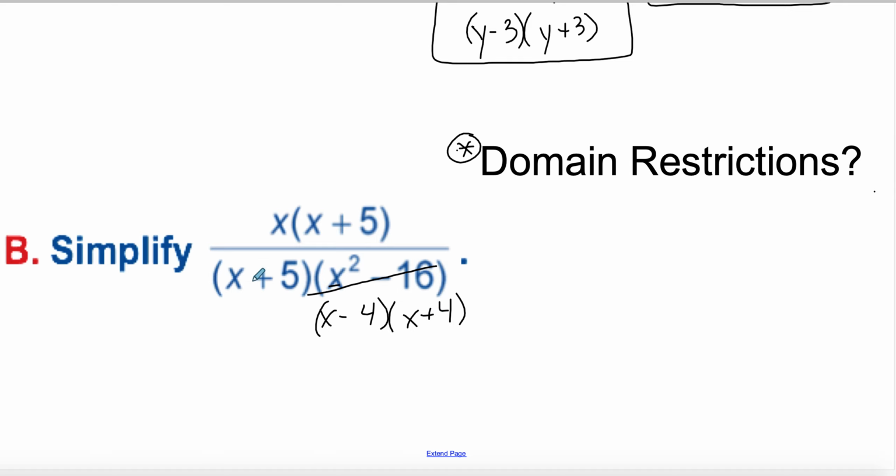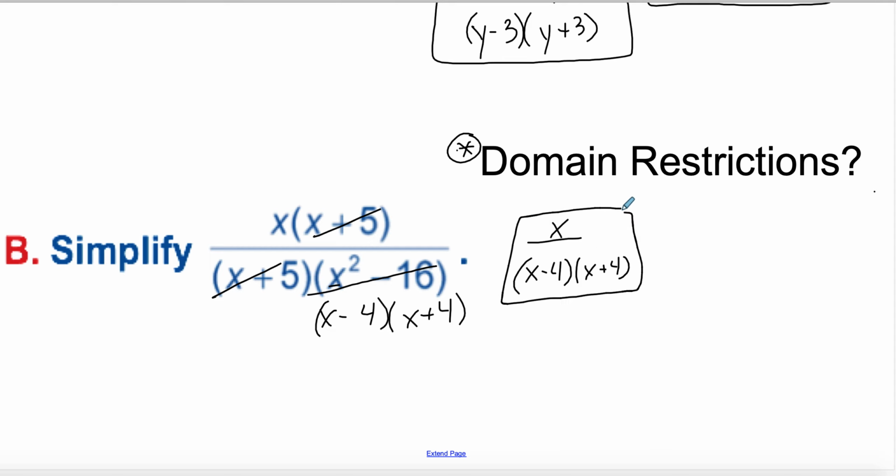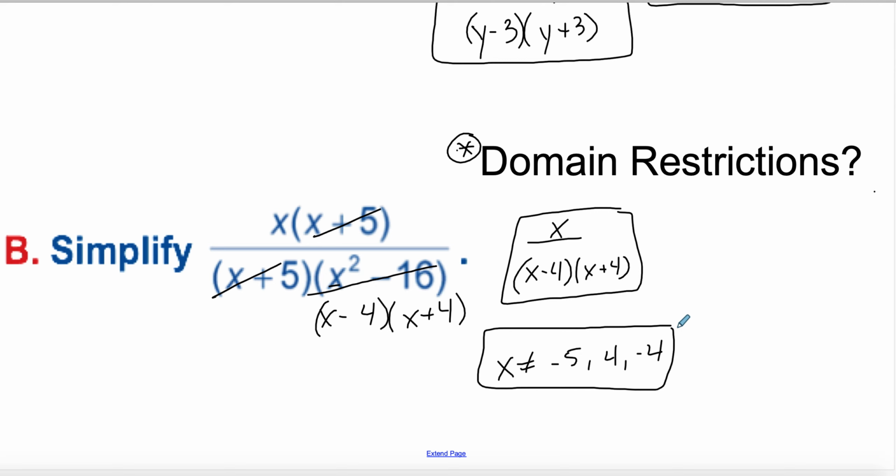And then we can cancel out this binomial with that binomial, and our simplified answer will be x over (x minus 4) times (x plus 4). And then we need to list our restrictions. Okay, it should be pretty simple. If you have something that's fairly nice like this, x can't be negative 5, or 4, or negative 4. So you have 3 restrictions in this equation. Okay?